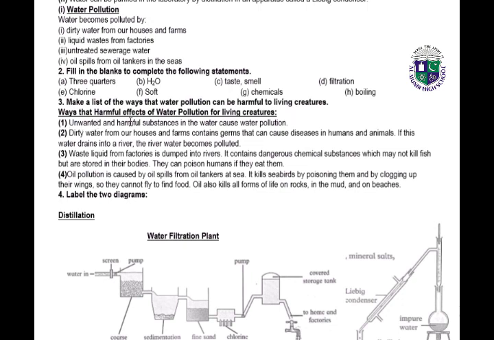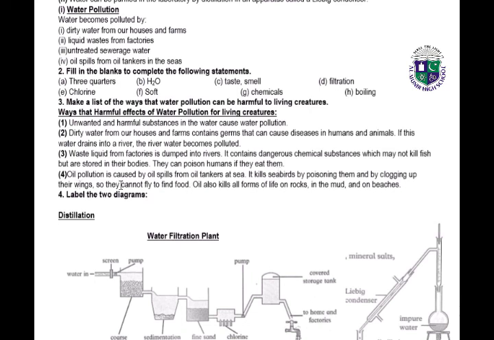Harmful effects of water pollution for living creatures. Number 1, unwanted and harmful substances in the water cause water pollution. Number 2, dirty water from our houses and farms contains germs that can cause diseases in humans and animals. If this water drains into a river, the river water becomes polluted. Number 3, waste liquid from factories is dumped into rivers. It contains dangerous chemical substances which may not kill fish but are stored in their bodies. They can poison humans if they eat them.